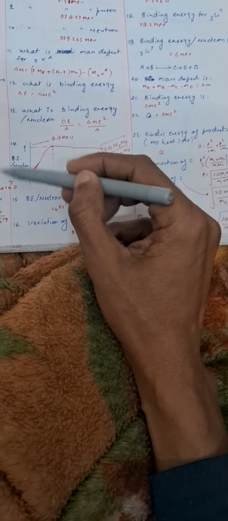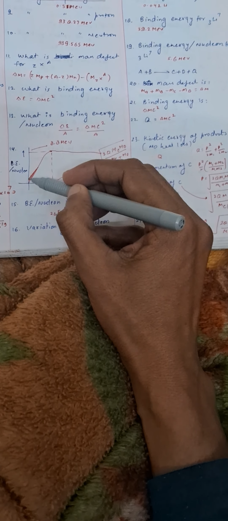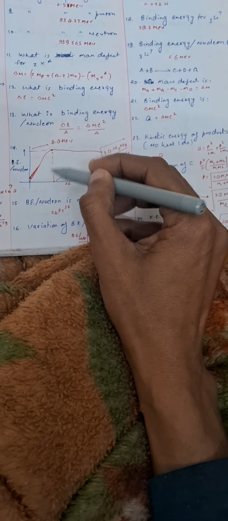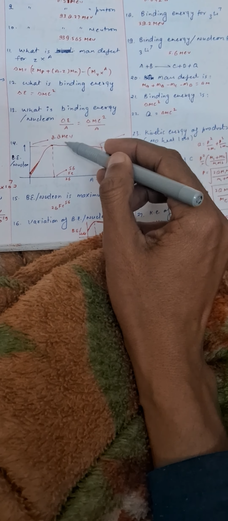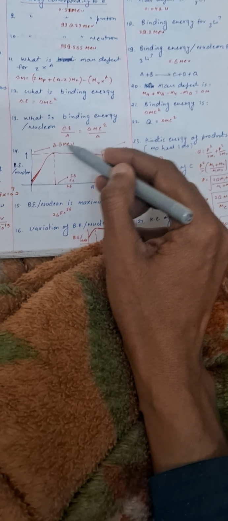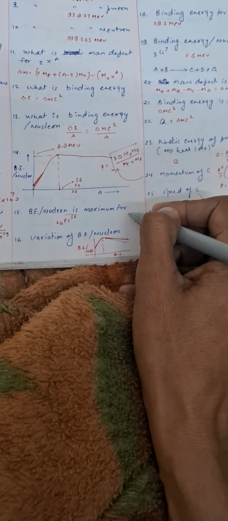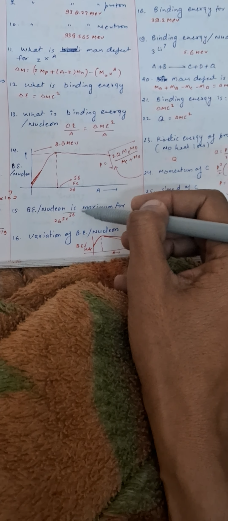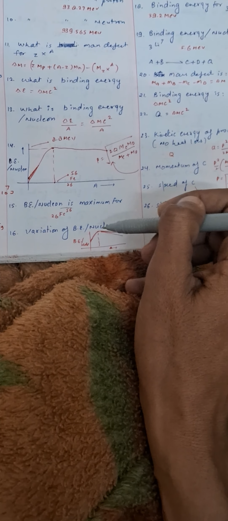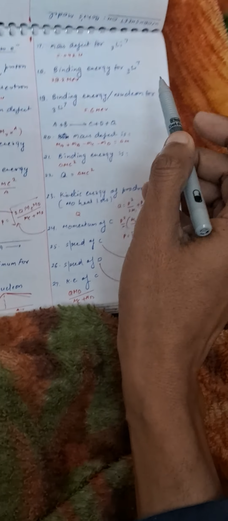Next, we are given the graph of binding energy per nucleon versus A. The graph is like this, and it has a maximum at iron 56, with a maximum value of about 8.8 mega electron volt. So binding energy per nucleon is maximum for 26 iron 56. Next is the variation of binding energy per nucleon. It is just like that, as shown here.